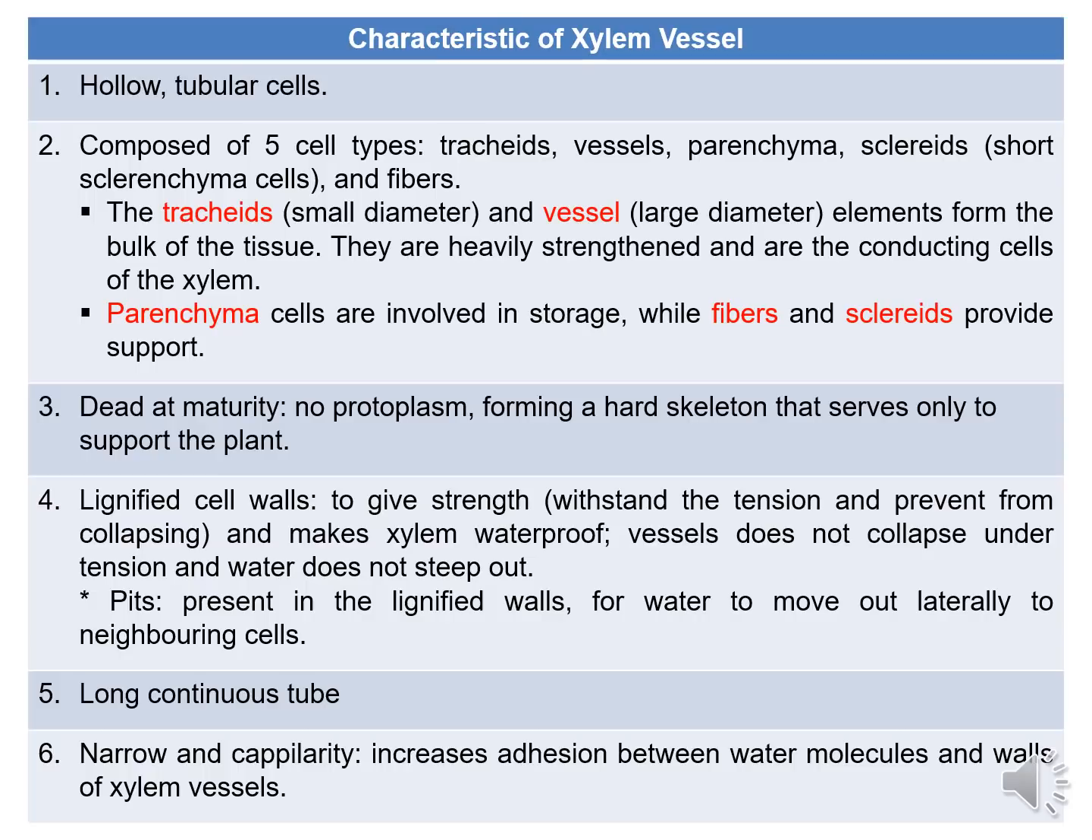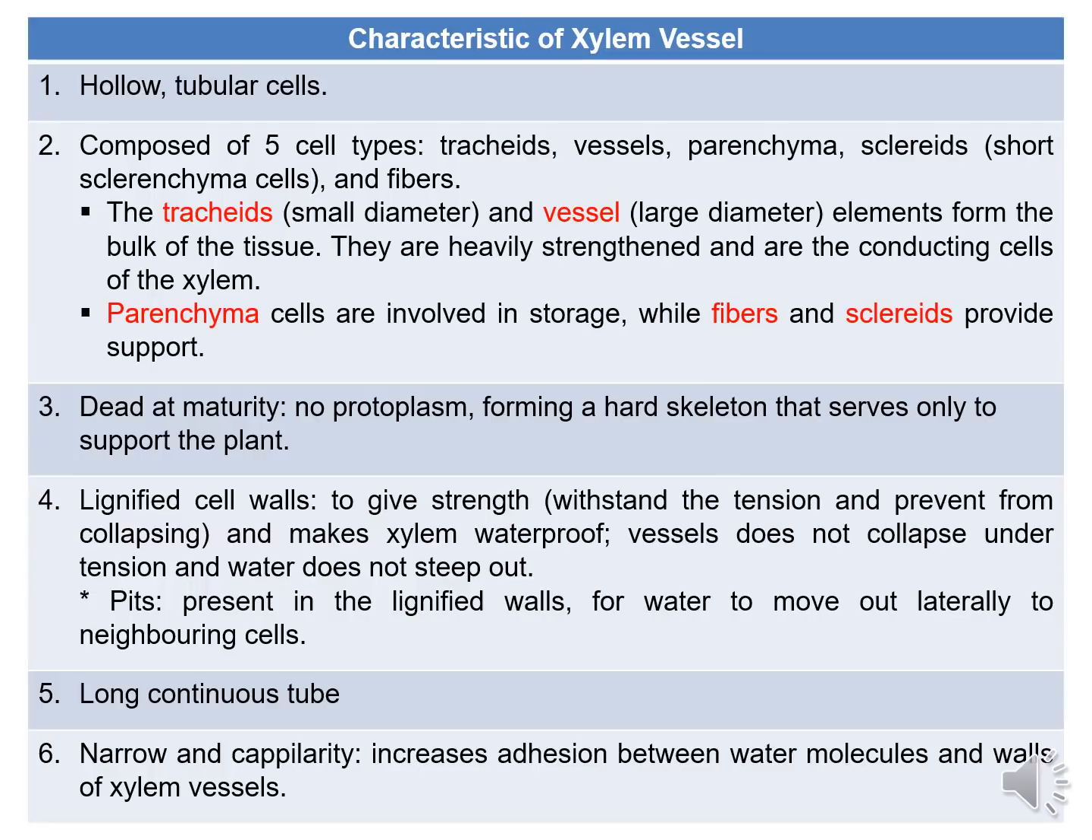This is the characteristic of xylem vessel that we are talking about. There are 6 in total special features of xylem vessel. We will start with, they are hollow and tubular cells. Number 2, they are composed of 5 cell types, including trachea, vessels, parenchyma, sclerids, and fiber. Each of these 5 cell types will definitely do their part in supporting the xylem vessel to withstand.